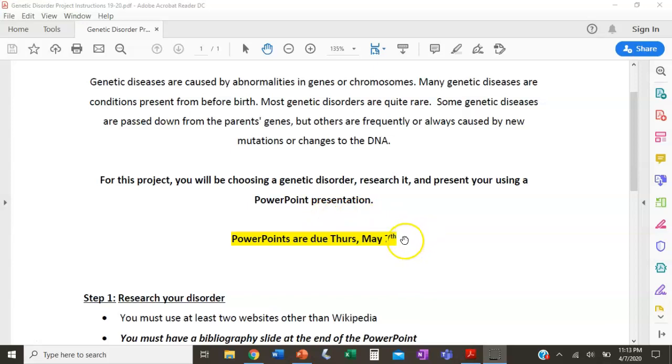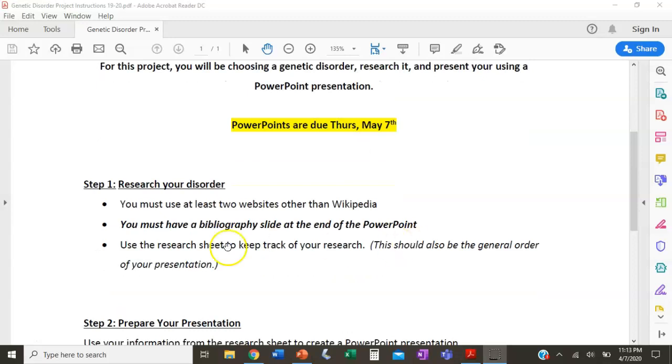These are due by May 7th. Some of you may finish before that, but consider the fact that I'm giving you a fairly long amount of time. Consider what that may mean as far as the quality that I am expecting, okay?